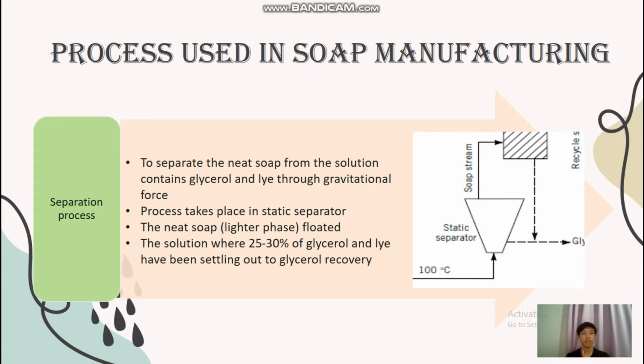The third process is the separation process. The process is meant to separate the neat soap from the solution containing glycerol and lye through gravitational force. In the static separator, the neat soap, which is the lighter phase compared to the solution, floats to the top of the static separator. This will produce neat soap where 25 to 30% of glycerol and lye have settled out to the glycerol recovery.